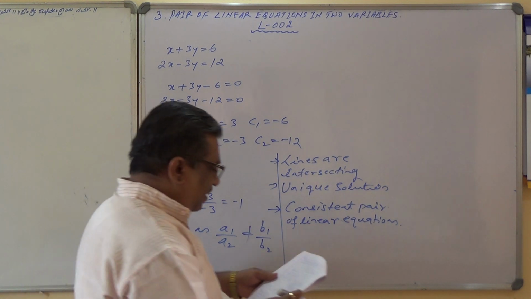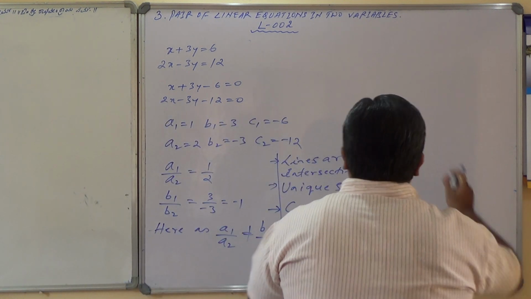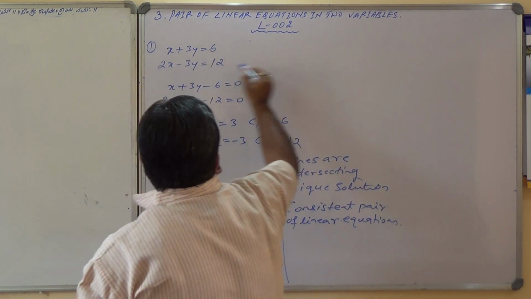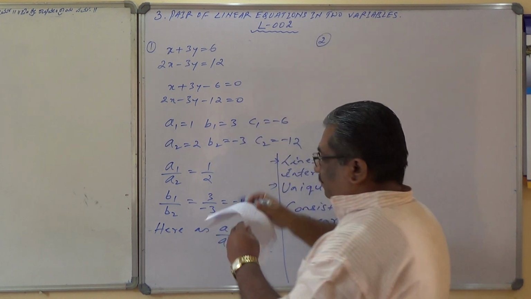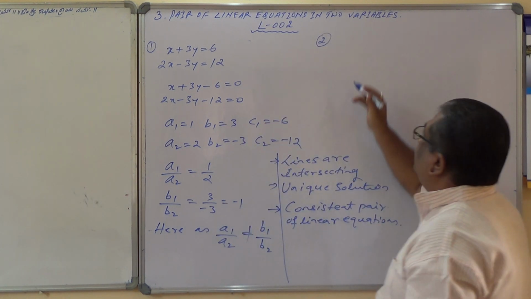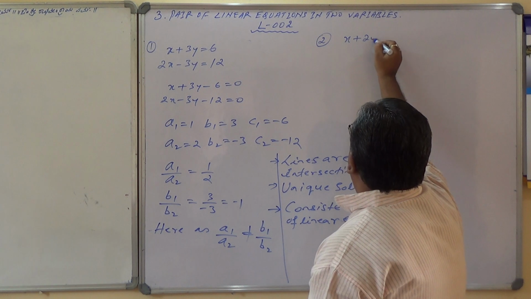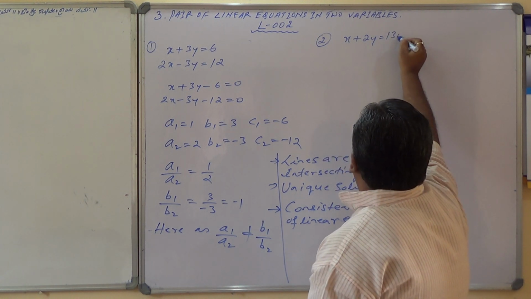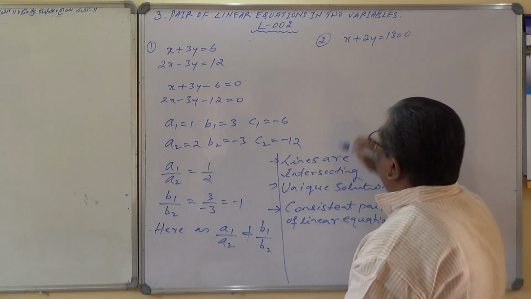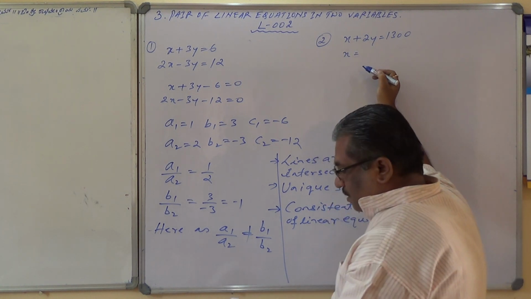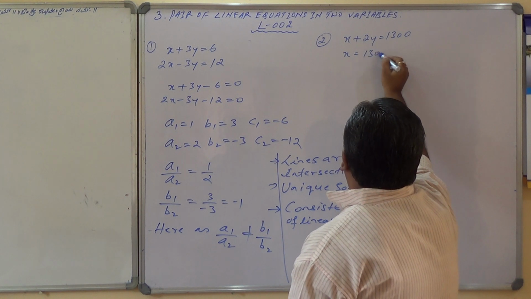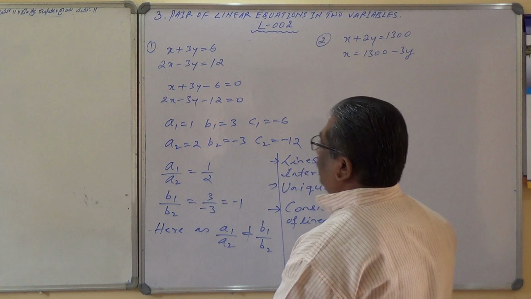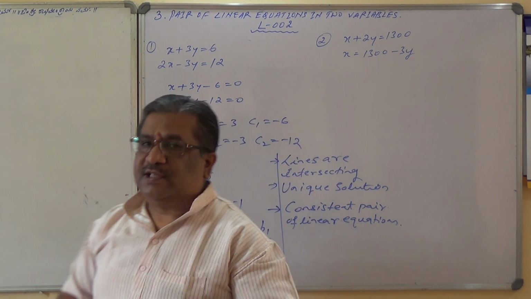Let me take the second example. Second example, x plus 2y equals 1300, x equals 1300 minus 3y. These equations are not in standard form.